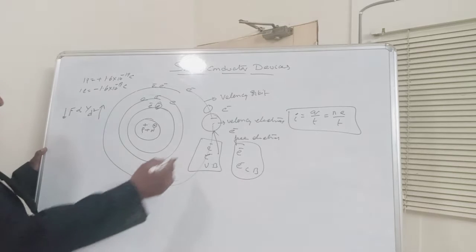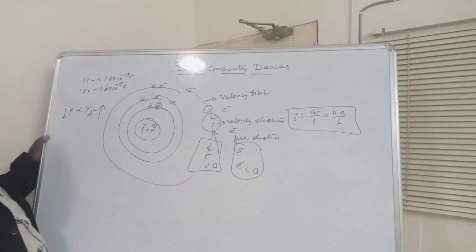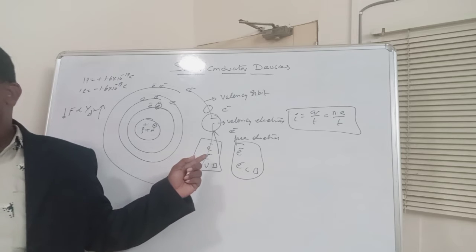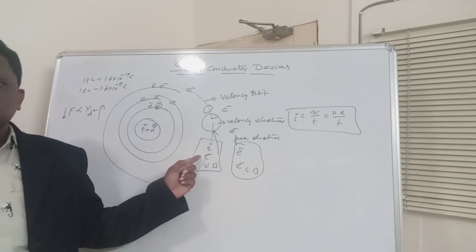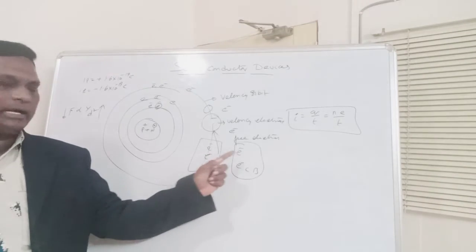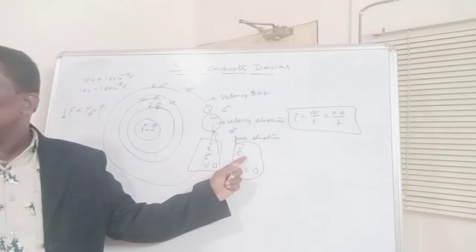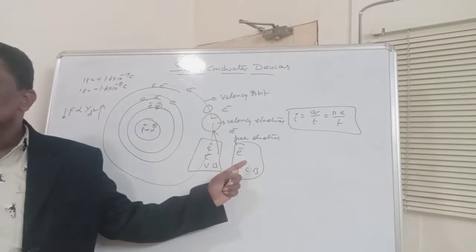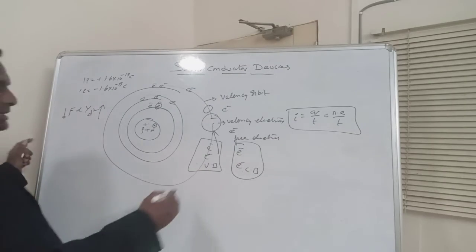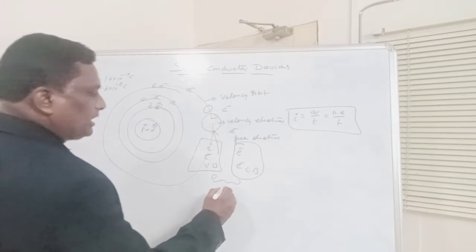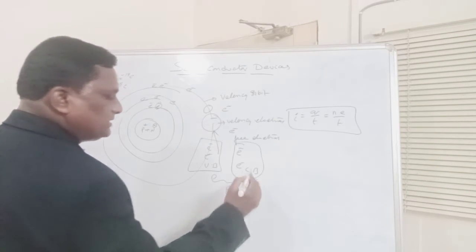I will repeat. What is the valency band? The region or locus where the valency electrons exist. And the conduction band is the region where the free electrons exist. Now the gap between these two bands is called forbidden energy gap, Eg.